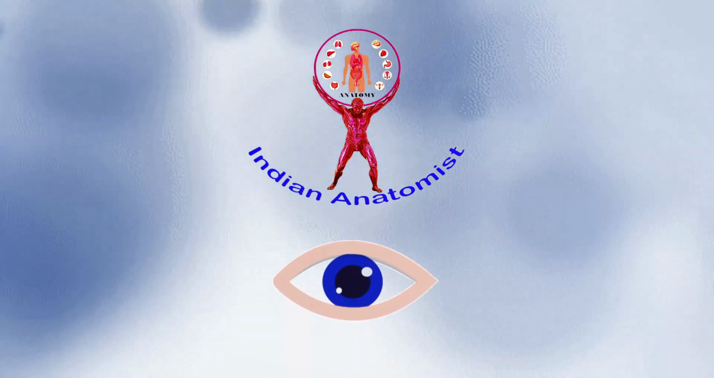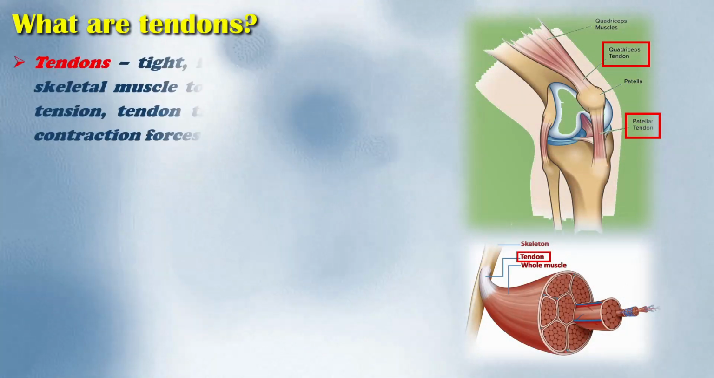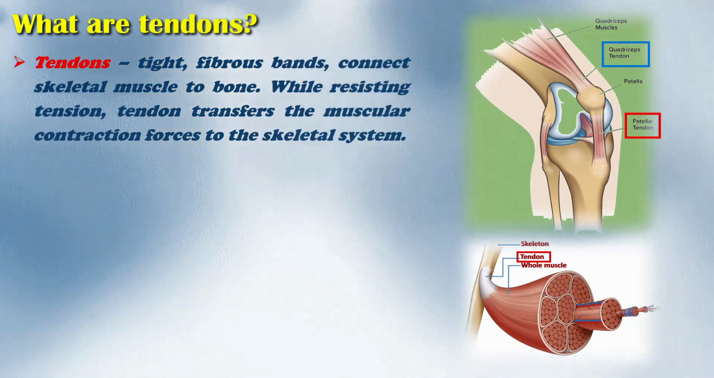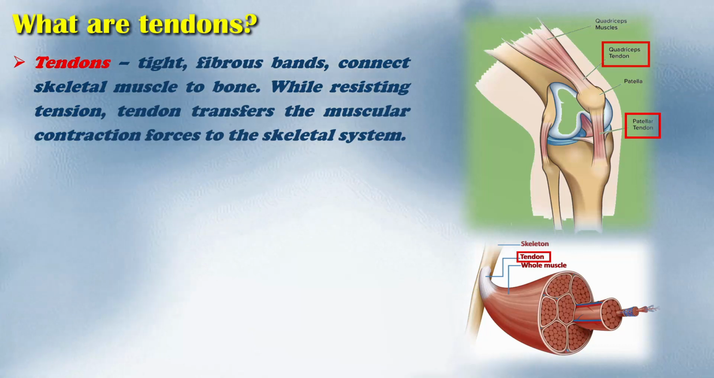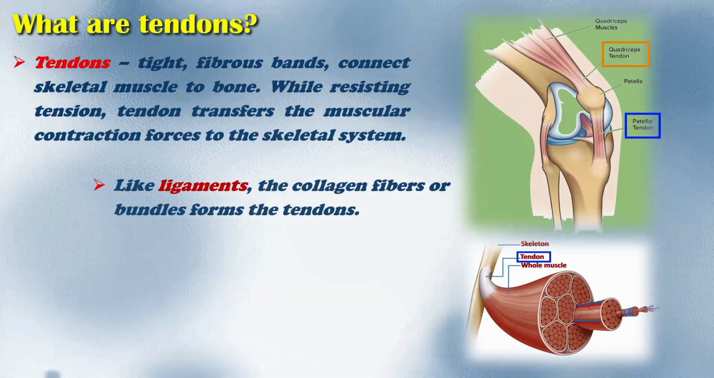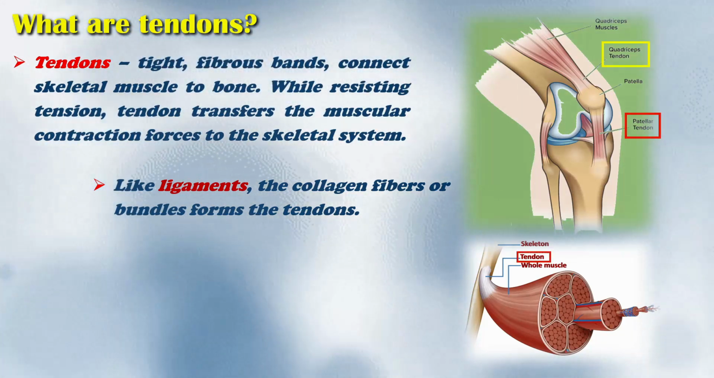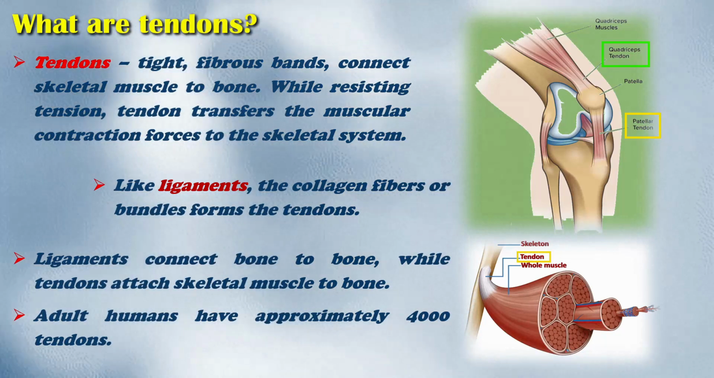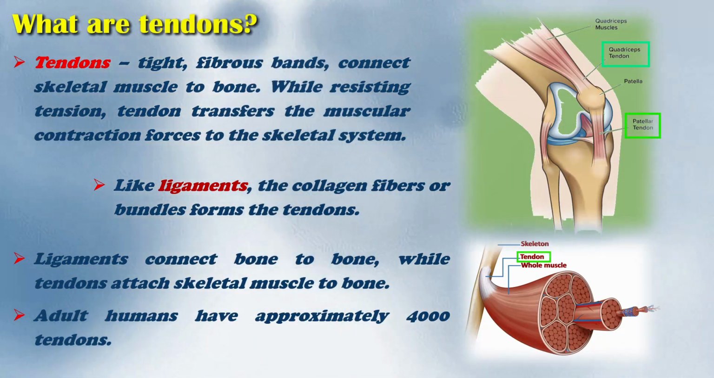Now what is a tendon? The tendons are tight fibrous bands that connect skeletal muscle to bone. While resisting tension, tendon transfers the muscular contraction forces to the skeletal system. Like ligaments, the collagen fibers or bundles form the tendons. In general, the ligaments connect bone to bone, while tendons attach skeletal muscle to bone. Adult humans have approximately 4,000 tendons.